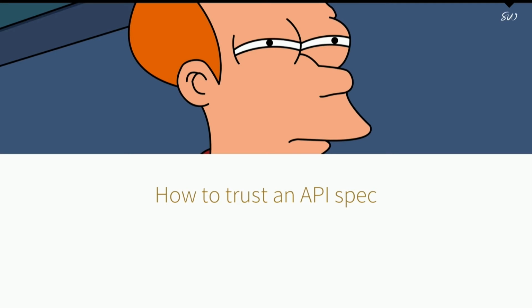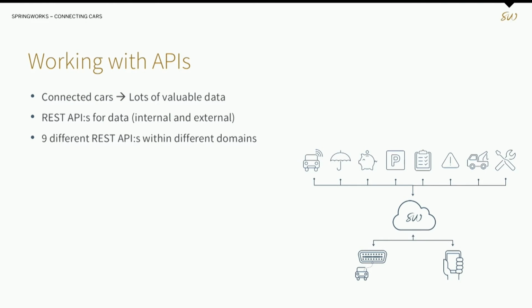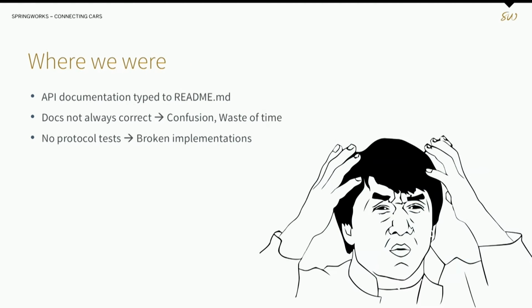Anyhow, so how to ensure that the API specs that we use actually do what they claim to do. In our system, we have a lot of different web APIs because we connect cars and that generates a lot of valuable data. Someone needs to access that data, both us internally and others externally. So today we have 9 different REST APIs for different domains within our system that are being used. And the problem for us before was that we had a bunch of API documentation that we updated manually. So we just typed it into a README basically, and then you committed your code, created a PR, someone merged it, and then the documentation wasn't correct because you had forgotten something or what have you. So that led to confusion and wasting of time, for example.